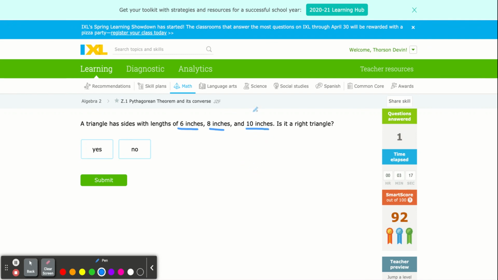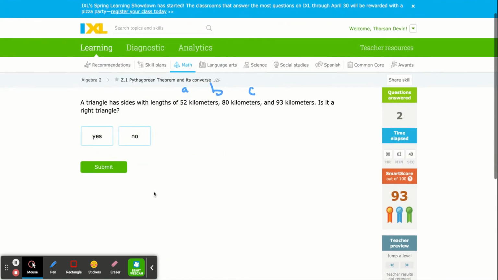Well, if it is, the longest side would have to be C. The two shorter sides would be A and B. And what you'd have to ask yourself is, does A squared, which is 36, plus B squared, which is 64, added together equal C squared, which is 100? And they do. Since it's equal, then yes, it is a right triangle. If it doesn't equal, it would not be a right triangle.